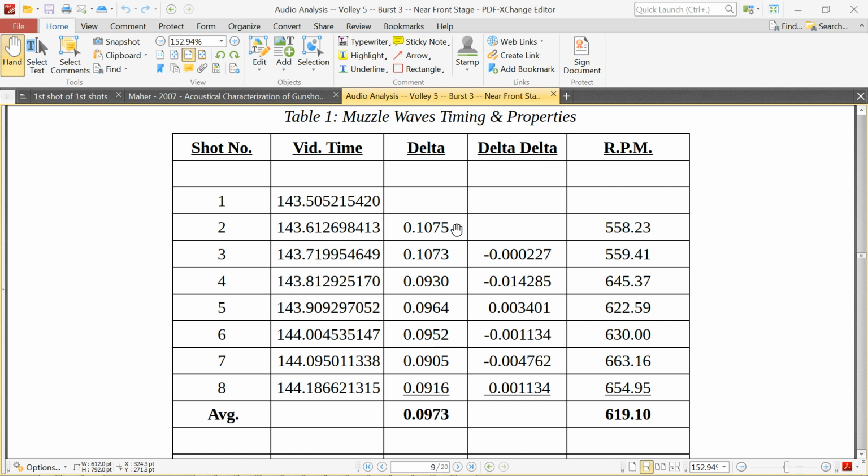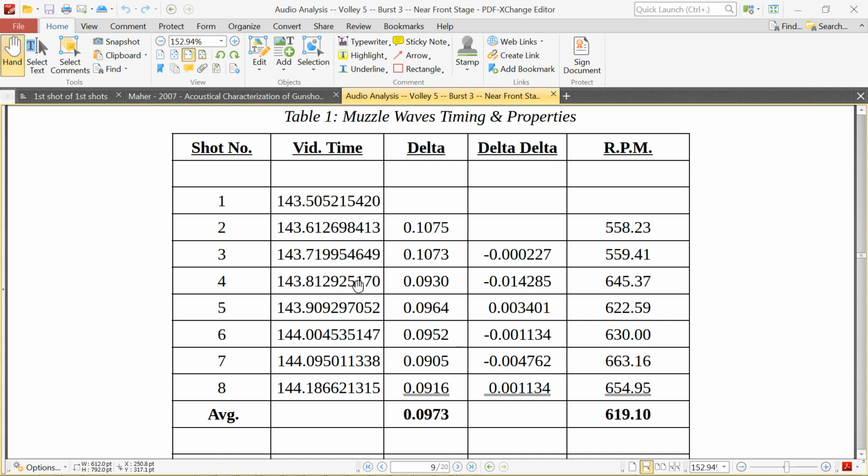Alright, in video 1 we covered how we could use Sonic Visualizer to capture the actual timing of these volleys. And when we capture this timing for the muzzle wave, we produce this table. This table records where the event occurred, the time between subsequent events, the second derivative, which is the time between the deltas, and also the RPM.